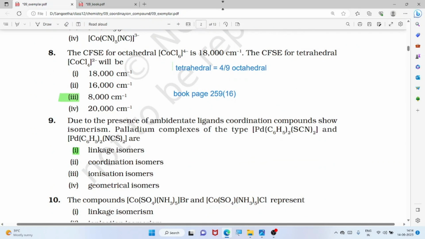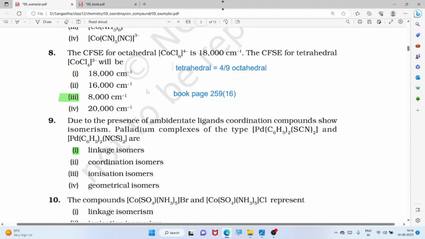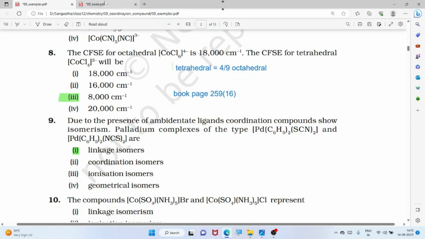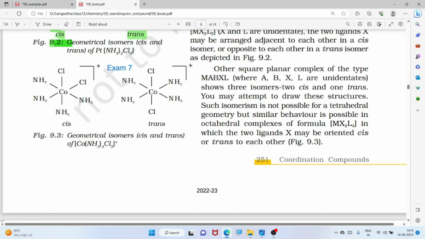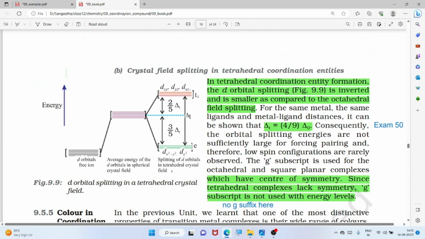The crystal field splitting energy of the octahedral complex is given. They are asking what it is for tetrahedral. I showed you delta T equals 4/9 into delta O. Based on that formula you will get this answer, that is given as 60. So here this is the formula.